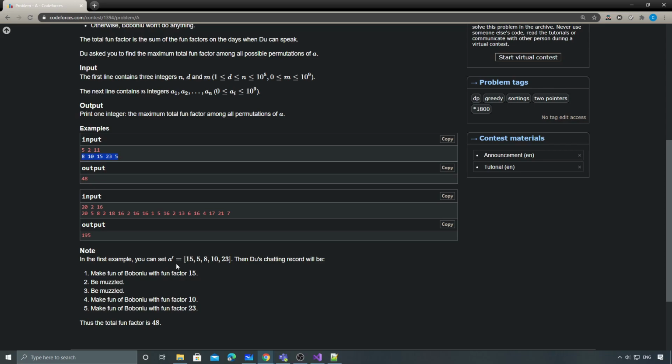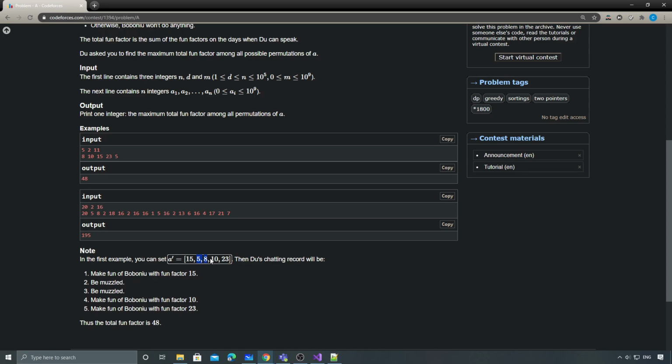So the person basically can chat. This one means that whenever there's a day that the fun factor is greater than 11, he will be muzzled for 2 days. So here's the strategy, right? This person can chat with a 15 factor on the first day, then he will be muzzled for 2 days.